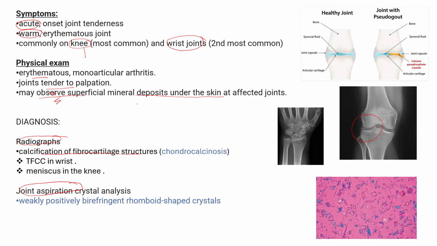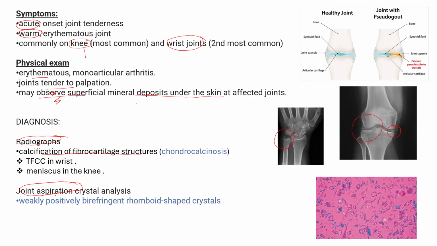If you see the X-ray here, generally we won't see the meniscus. But if it gets calcified, it will appear as linear structures here. This is due to calcification of the meniscus, and this calcification happens in pseudogout because there is deposition of crystals. In the wrist joint, it affects the triangular fibrocartilage, TFCC. There is deposition of calcium pyrophosphate crystals.